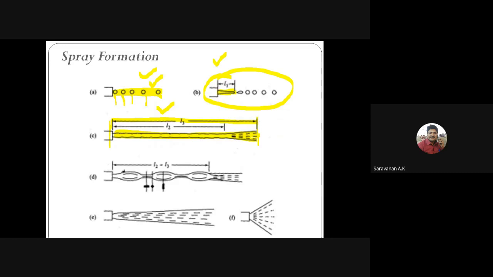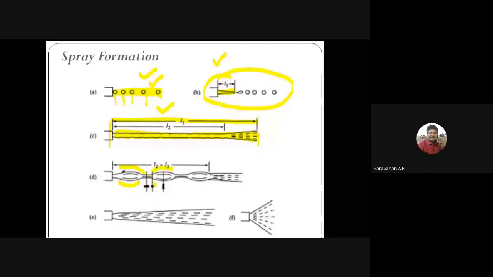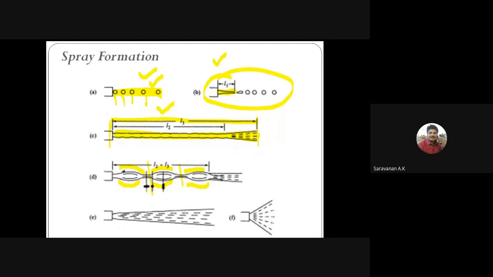You can see here, if the pressure difference is somewhat high, at that time the formation will be like this. The stream breaks up, and this type of spray gets formed. And the velocity of the fuel is very, very important here.